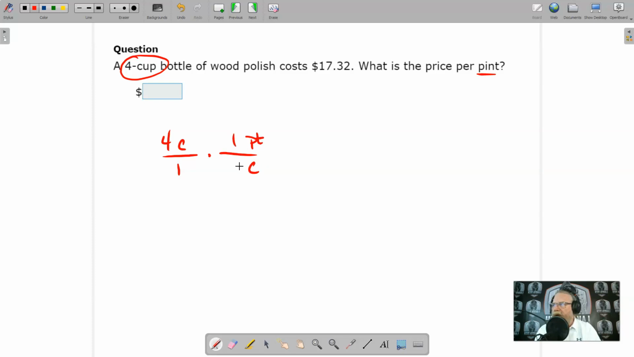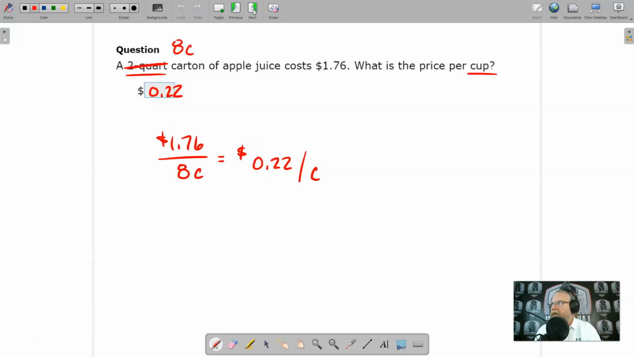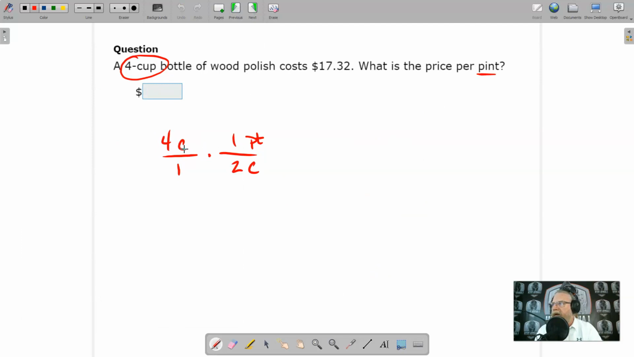Well, in 1 pint, we know that there are 2 cups. Remember the diagram there? In 1 pint, there are 2 cups. So we'll go ahead and go with that. Now, cups will cancel cups, and we're just left with pints, which is good because our question is asking for pints. 4 times 1 is 4, and 1 times 2 is 2.